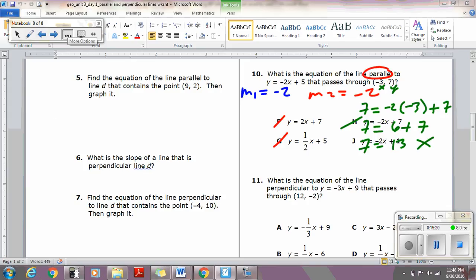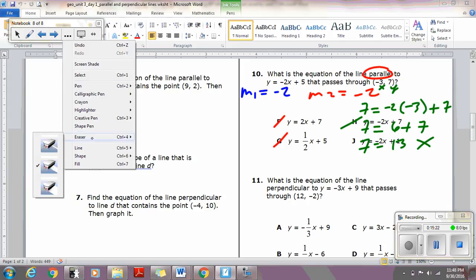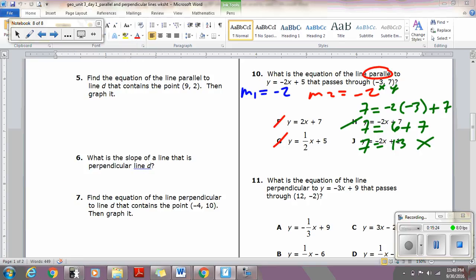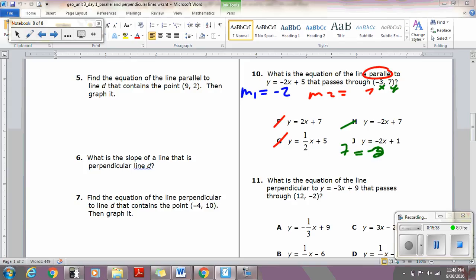But again, to prove why it is J, show your work by substituting in the x and y values. So again, y is still 7 and x is still negative 3. So negative 2 times negative 3 plus 1. So that would be 7 is equal to negative 2 times negative 3 gives me a positive 6. And 6 plus 1 is 7. So yes, that's why it's true. That's why it is J.